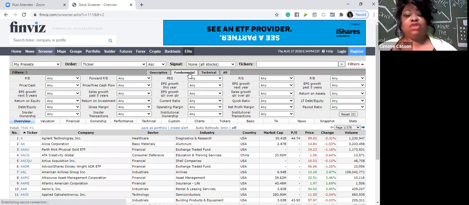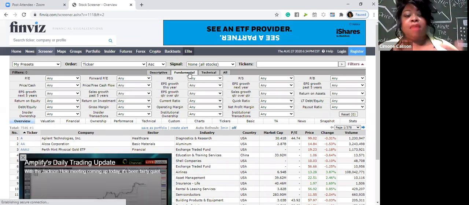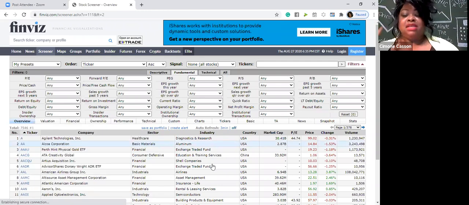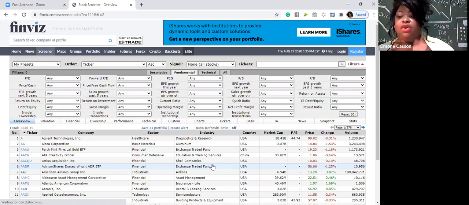So there we're looking at price to earnings, price to cash, the return on equity. See, I told you it's a lot of pop-ups. The return on equity, gross margin. All of these are things that you find on financial statements. And so you can drill down and pick what you're looking for.